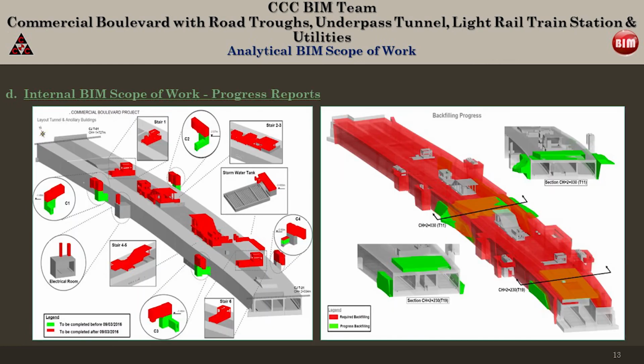Additionally, we had to track and report the progress of certain elements. As you can see here, there is a progress report for concrete elements at a given, let's say, time on our project. And here you can see the progress of backfilling. Red elements are the elements that have not been built and needed to be built, and green elements are the ones that have been built at the given time of the reports.